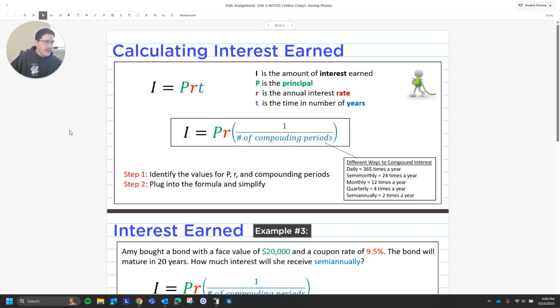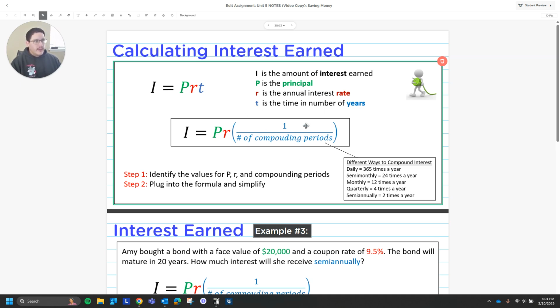Now we're going to shift into calculating interest earned, and we're going to talk about bonds in our next example problem in a little bit. So first off, calculating the interest earned, we have a simple interest formula, I equals PRT. You may have heard of it as the PERT formula. I is the amount of interest earned, P is the principal amount, R is the annual interest rate, and then T is the time in the number of years.